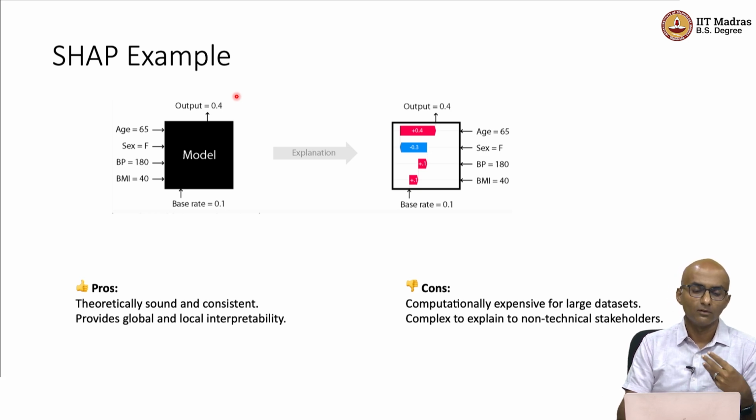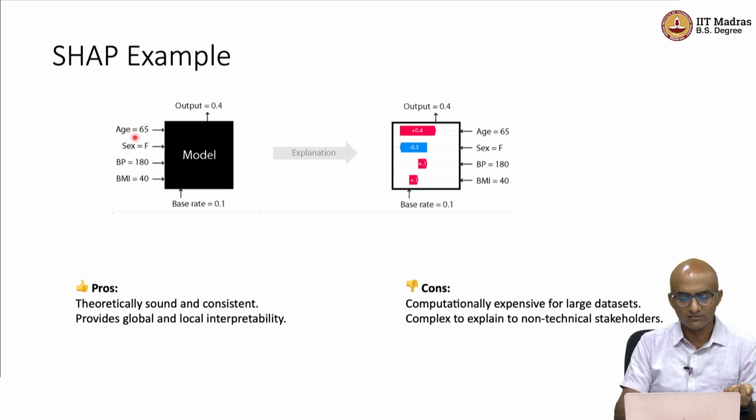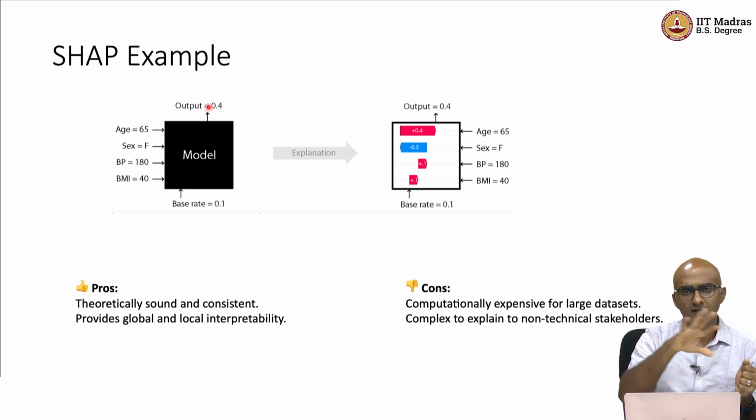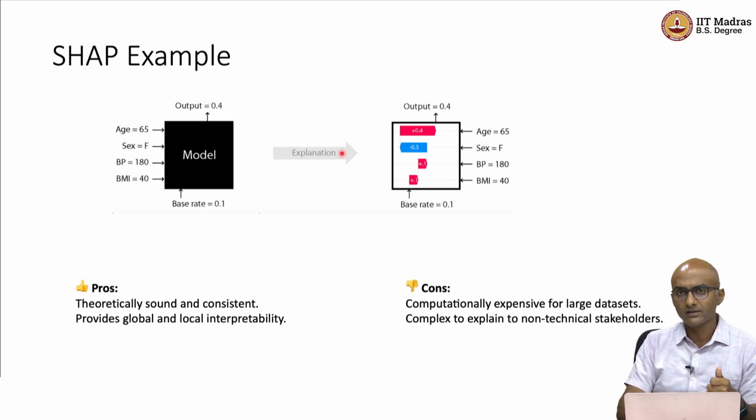So SHAP looks at what contributions exist from each of these variables or each of these features towards that output of 0.4, keeping in mind that the model is a black box, and looking at the average outputs and the average feature distributions. So the explanation it will come up with would be along these lines. Age being 65 contributes the most significantly on the positive side towards a specific value, which is plus 0.4. Gender being female contributes on the negative side, which is negative 0.3. Blood pressure being 180 contributes 0.1. BMI being 40 contributes 0.1. The base rate itself is 0.1, therefore the total is 0.4.